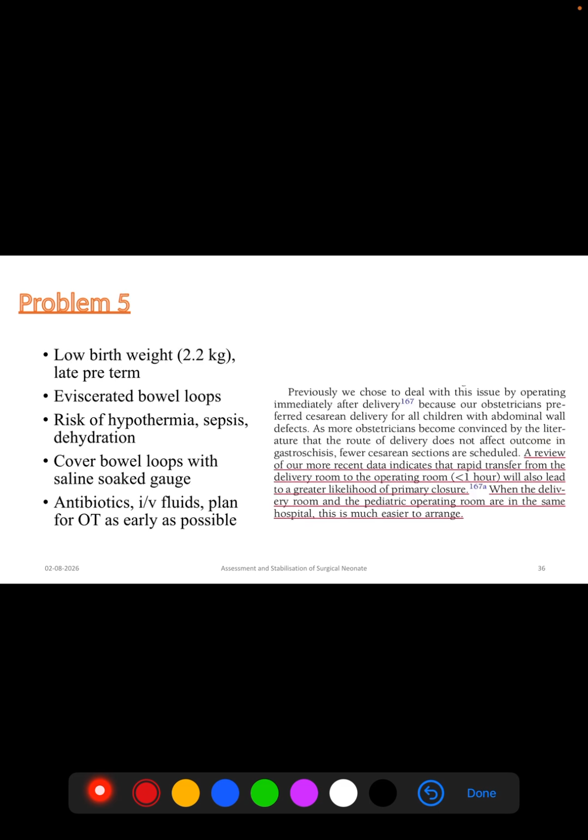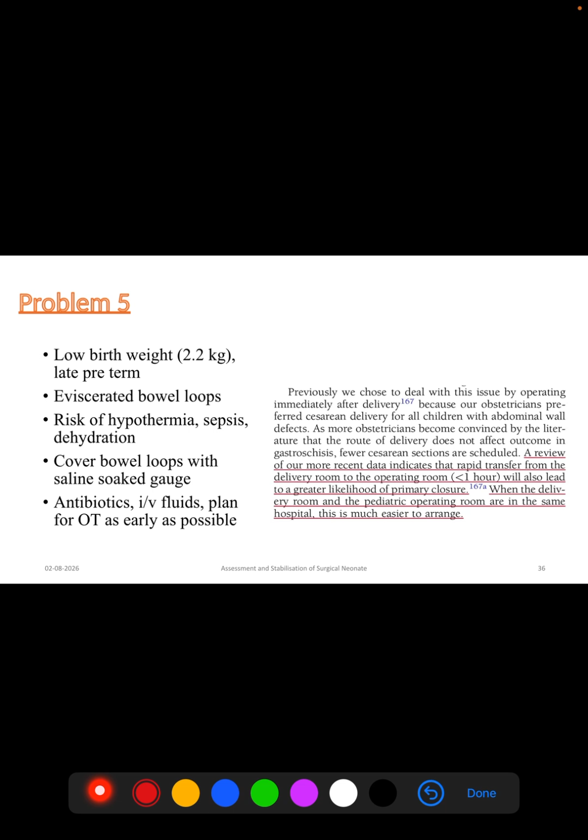Then problem 5, there is a low birth weight, 2.2 kg baby, late preterm, eviscerated bowel loops. There is always a risk of hypothermia, sepsis and dehydration, and you have to cover these bowel loops with saline soaked gauze. Otherwise they will dry up and it will cause more problems. Antibiotics, IV fluids, and plan OT as early as possible.